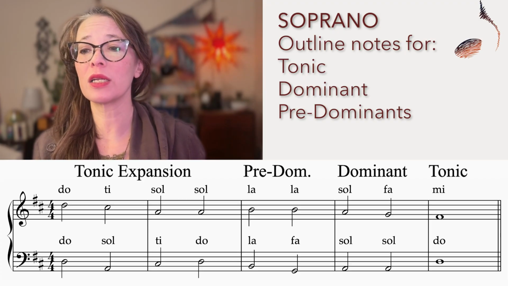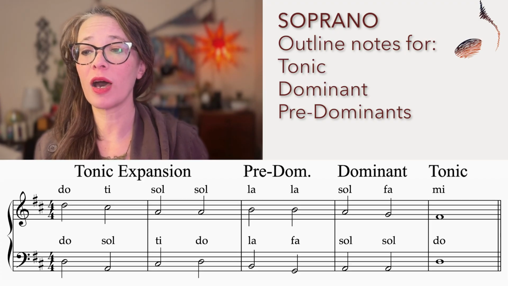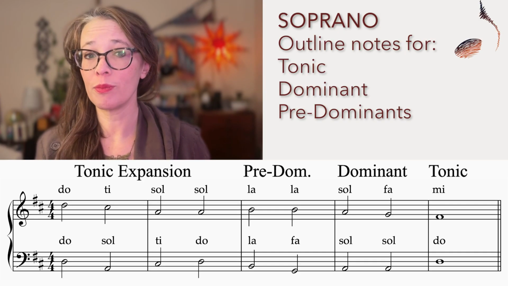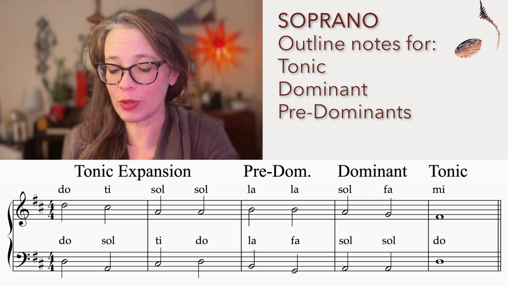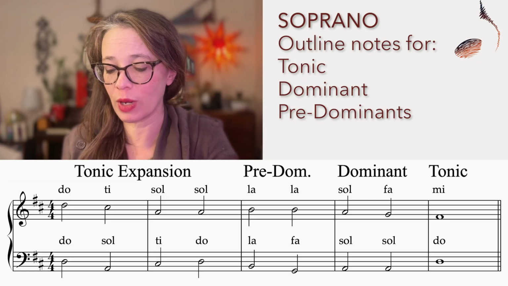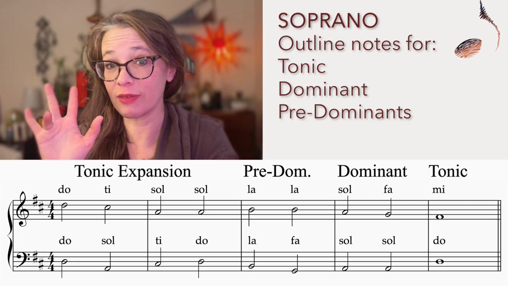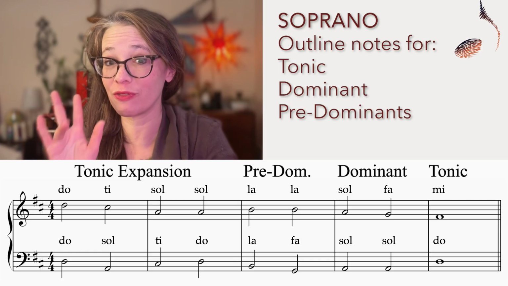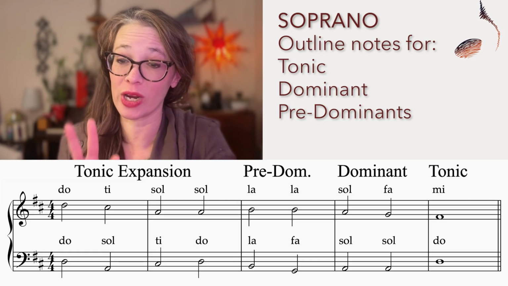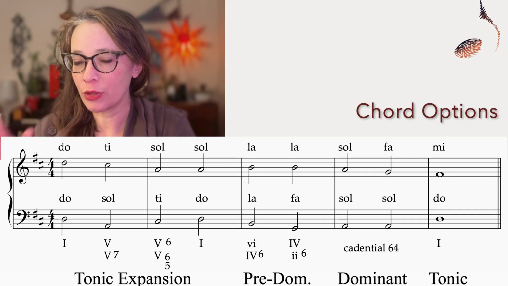And then look at this, we've got Sol, Fa, Mi. So if you have Fa over a 5, remember the 5 chord is Sol, Ti, Re, Fa, and Fa is the 7th. So that way we know that that second to last chord is a 5-7 chord and not just the triad.